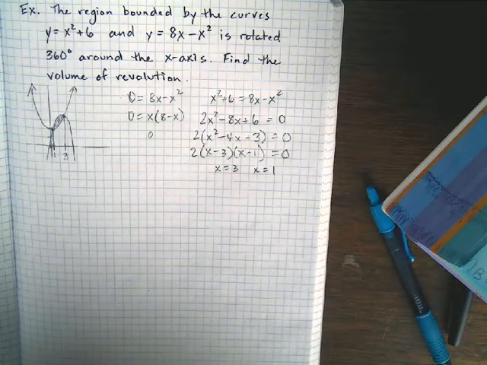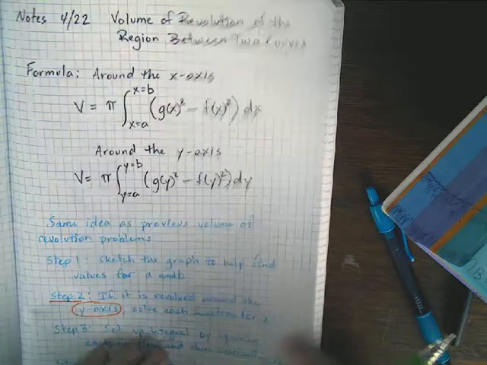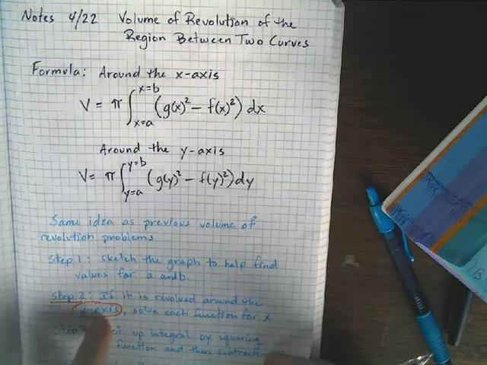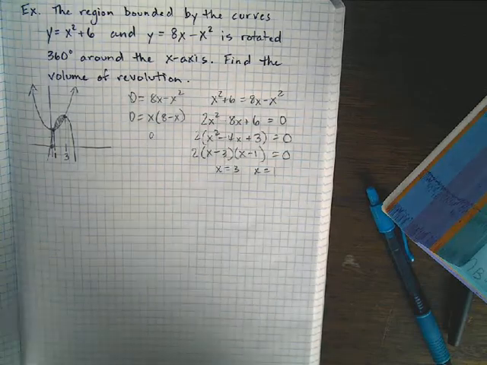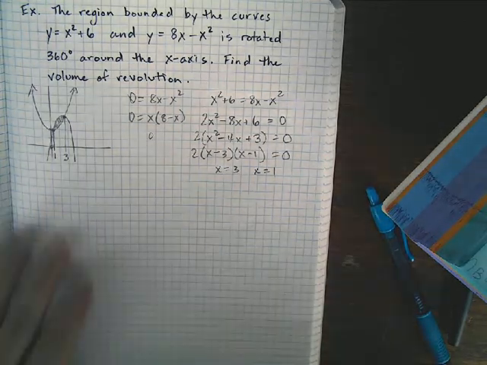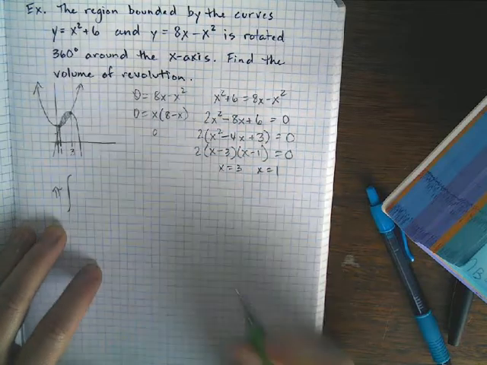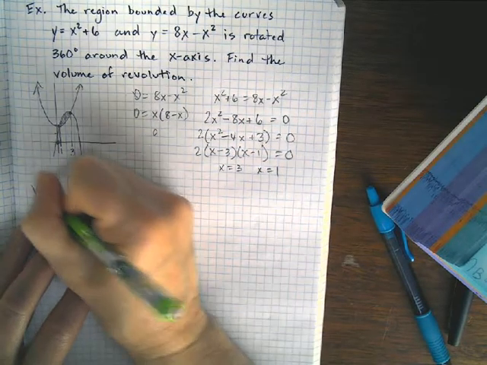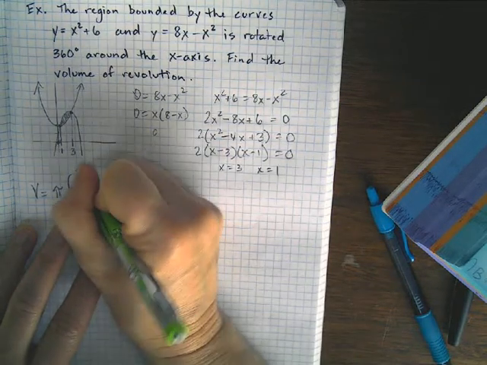This is not revolving around the y-axis, so I don't have to worry about that step 2. I don't have to worry about rewriting them in x equals form. Yay! Instead, I can go right to step 3, which is setting up my integral. It's going to be pi. Don't forget the pi. Volume equals pi times the integral, and it's going from x is 1 to x is 3.